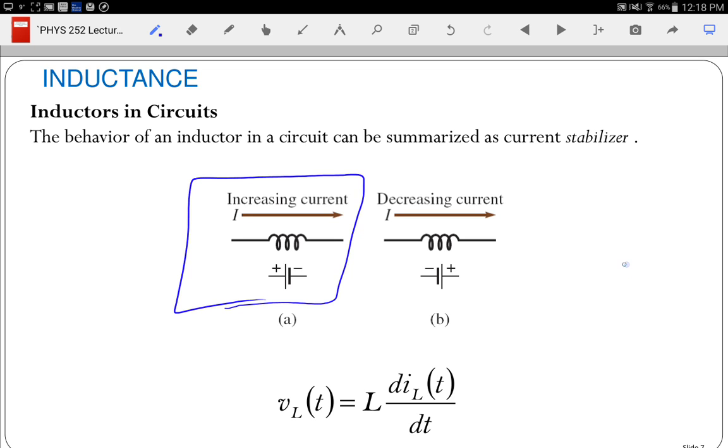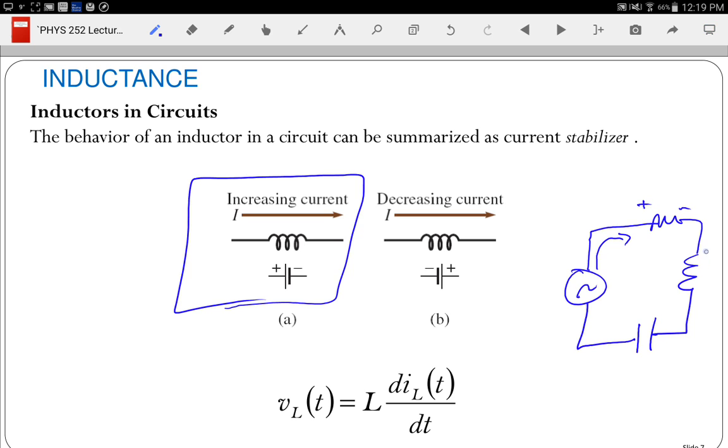So if I draw my circuit and I have an AC source, and I say, okay, so here's my resistor, and here's my inductor, and here's my capacitor. In all cases, if I assume current like that, then this is going to be plus minus, plus minus, plus minus. So I have the same convention as I used with the resistor for inductors and capacitors.